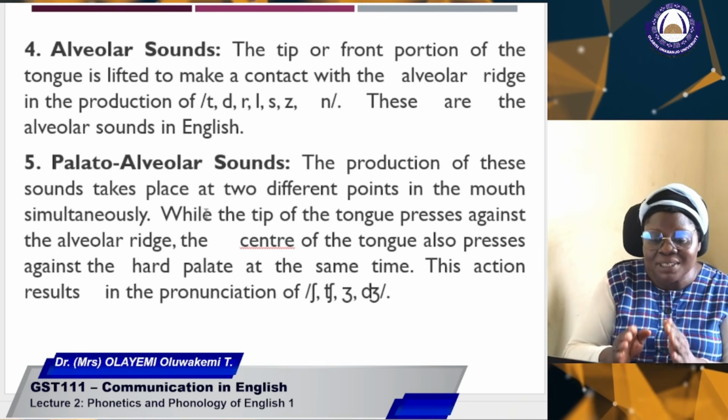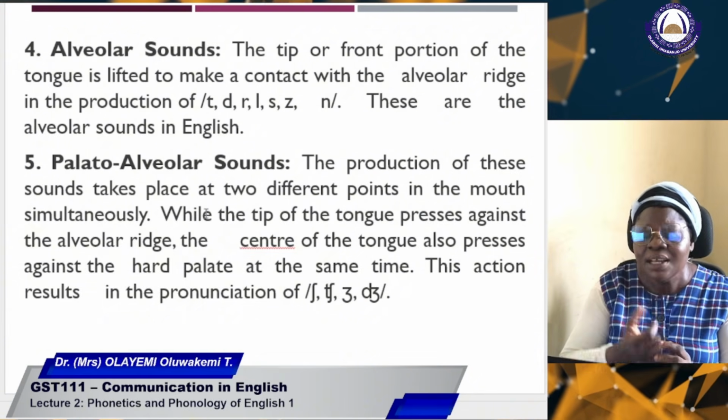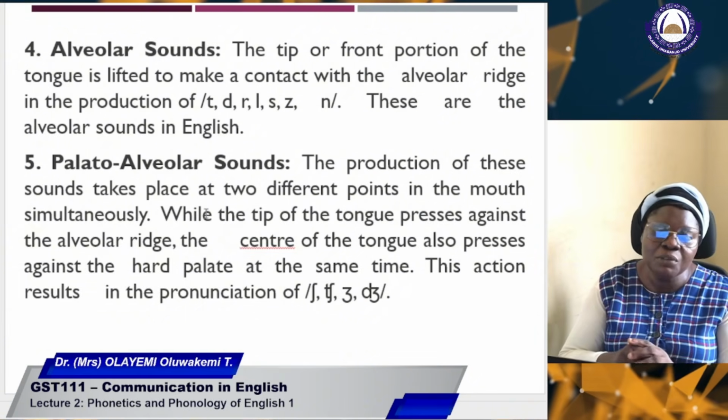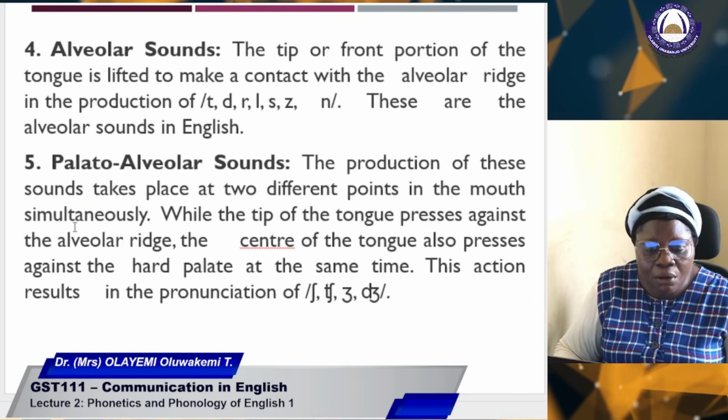So at the end of the day, you will see that we have seven consonant sounds produced in that one place, the tip of the tongue and the alveolar ridge. So these are the alveolar sounds of English. You can see them on the screen.